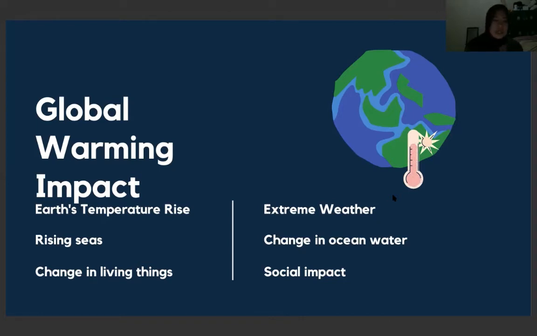And the next is change in living things. Global warming can have a bad impact on different ecosystems in the world. All living things in this world, from the simplest bacteria to the polar bears, have certain adaptations that allow them to live in certain environments. When the conditions in those environments change, they cannot adapt to the new conditions and move somewhere else where the conditions are right, or they can die.